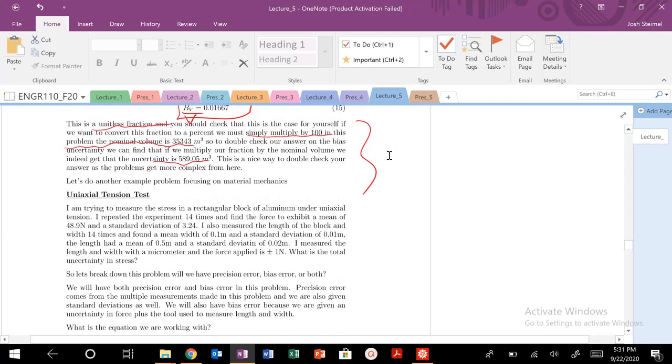And we are going to do another problem with propagating bias uncertainty and calculating the total uncertainty in a measurement. So in this example, we are going to look at the uniaxial tension test.